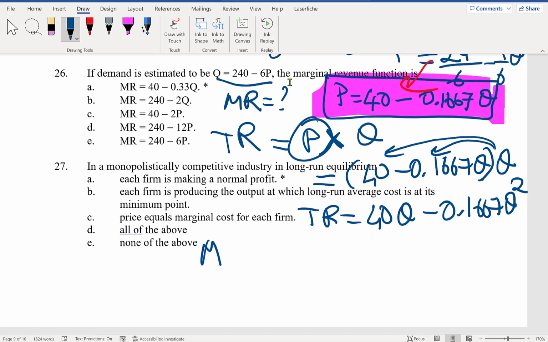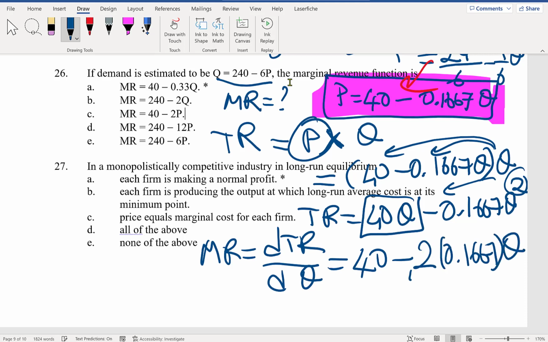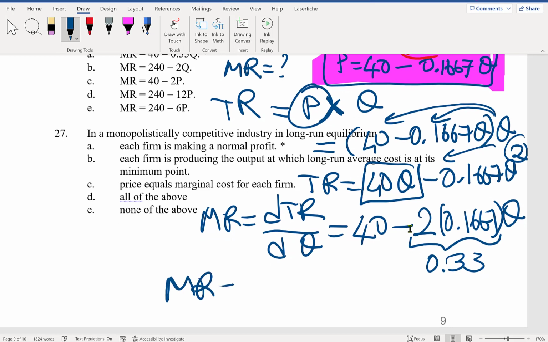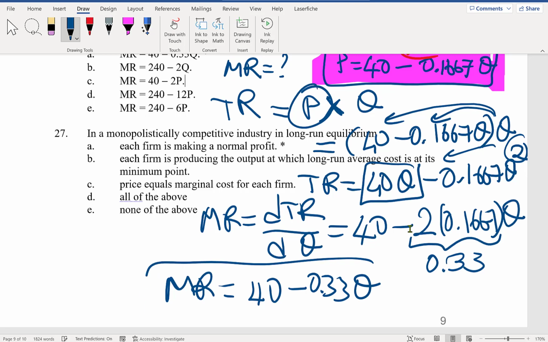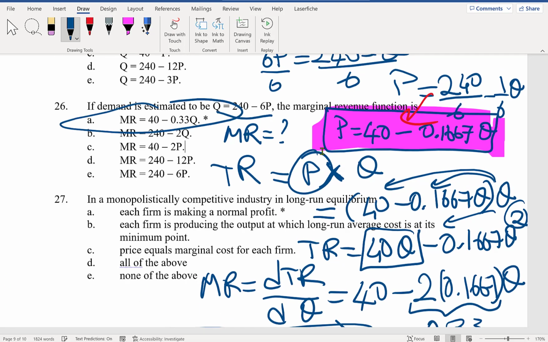So how do I find marginal revenue? It is the first derivative of total revenue with respect to quantity. So 40Q becomes 40, first derivative, minus 2 comes up front, 2 times 0.1667 Q. So this is going to be 0.33. Use your calculators. Marginal revenue equals 40 minus 0.33 Q. The correct answer looks like A.